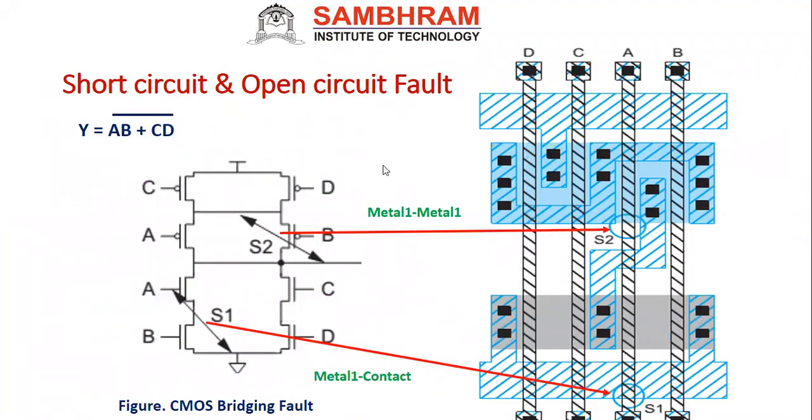So now here is the bridging fault model. The bridging fault model means short circuit and open circuit fault. Where will it happen? Short circuit, open circuit. So the problem is like this. For example, this is nothing but the diagram for AB plus CD, the whole bar, correct?